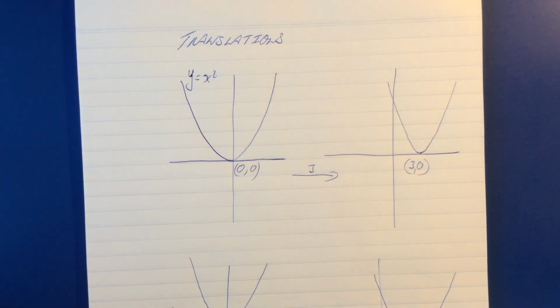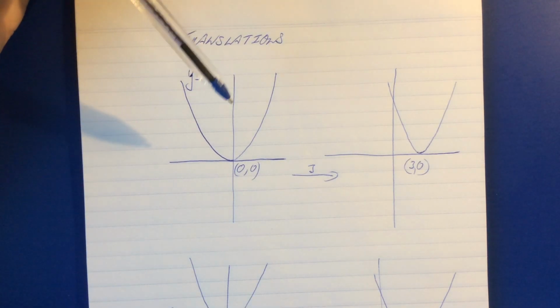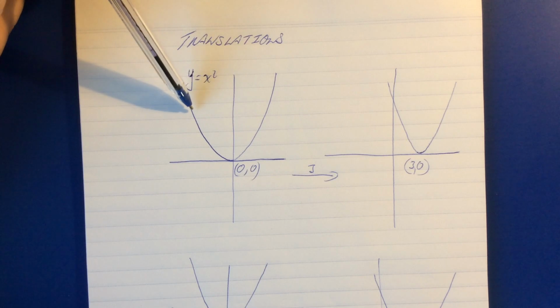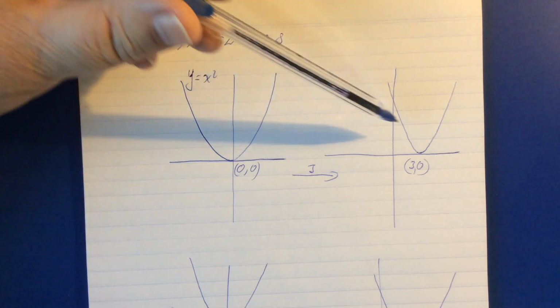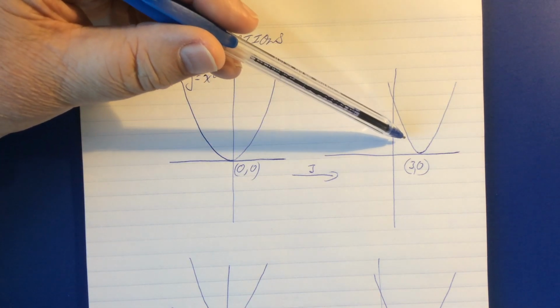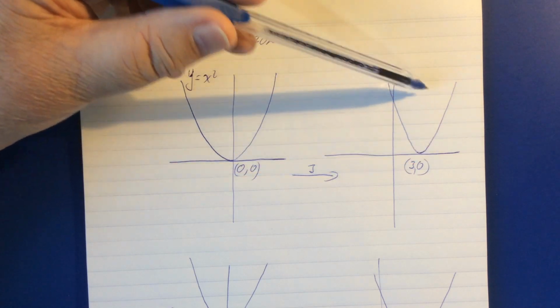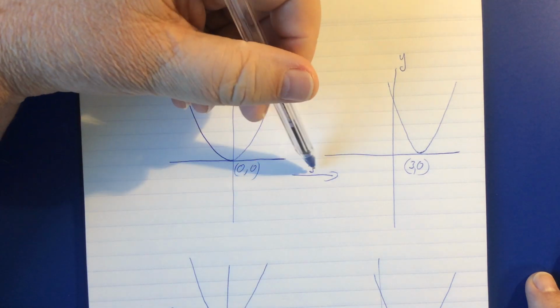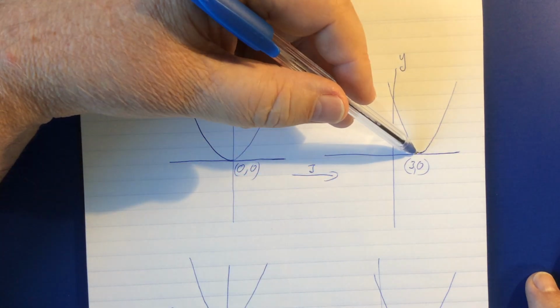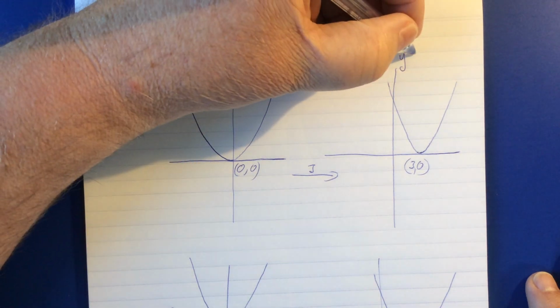We're not looking at things like dilations or reflections. They're the subject of another video. Let's just look at translations. So what we have here is a very basic parabola, y equals x squared, and with even my poor artwork, you can see that over here what's happened is that it has been moved 3 units to the right. And the question is, how do we achieve this?